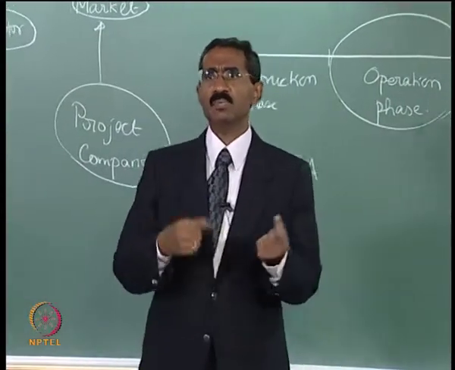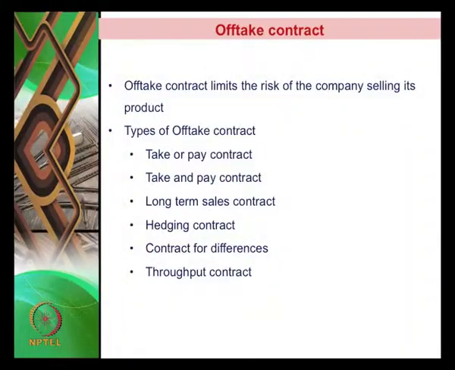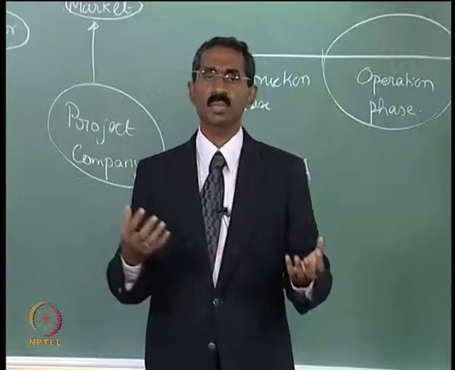There are different types of offtake contracts. There is a take or pay contract, which indicates that even if the purchaser does not have any need for the product, either the purchaser takes the product and pays, or even if he does not take, he still pays for the product. Then there is a take and pay contract, which is to actually pay for the purchase depending on the amount that has actually been purchased.